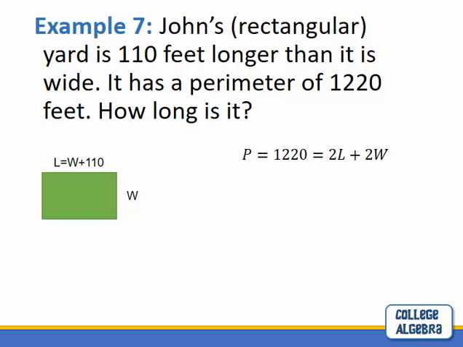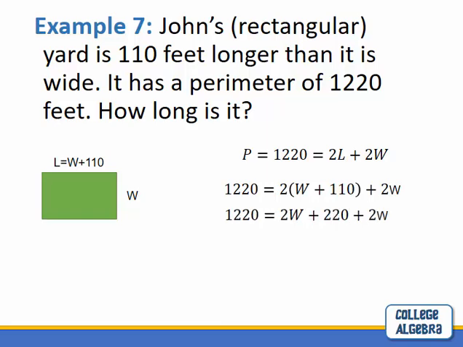In order to solve it, we can do substitution. We know L is W plus 110, so we get the equation 1,220 is equal to 2 times the quantity W plus 110, plus 2W. And we have a linear equation like we've been solving. You can distribute the 2 and get 1,220 is equal to 2W plus 220, doing 2 times the W and 2 times 110, plus the extra 2W that we had in the formula. That is equivalent to the equation 1,220 is equal to 4W plus 220, since we have 2W plus 2W there.